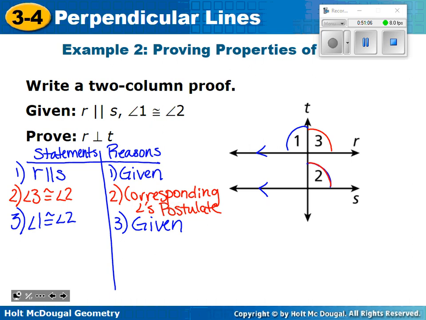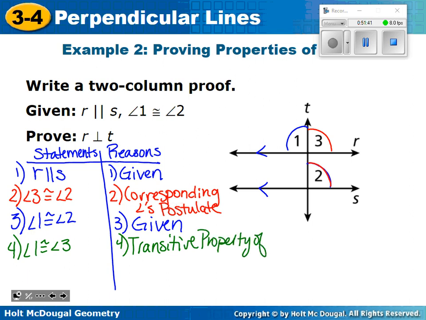And look at what you have in 2 and 3. 3 is congruent to 2. 1 is congruent to 2. What should we be able to say next? 1 is congruent to 3. Why? Not substitution. Transitive, because they both have exactly the same thing on one whole side. Angle 2, so that goes away. So this is transitive. Angle 1 is now congruent to angle 3 by transitive property. And is it of equality or of congruence? Congruence. So now we have 1 is congruent to 3.